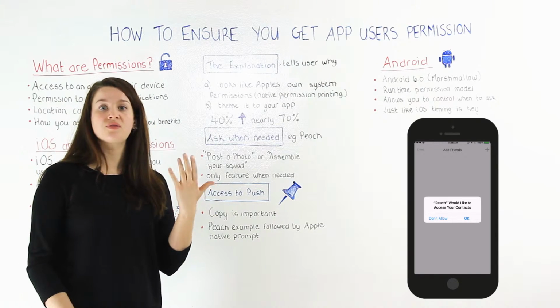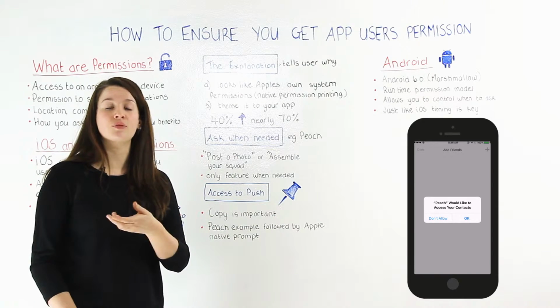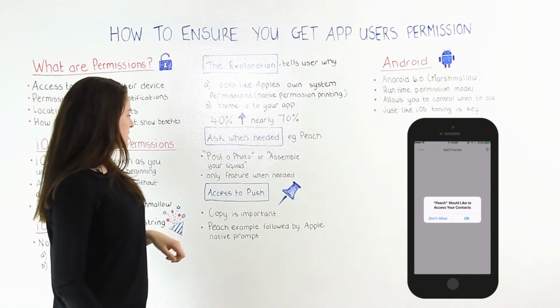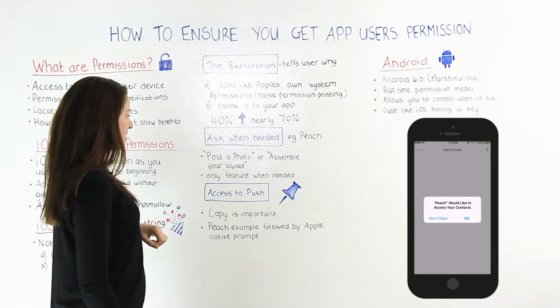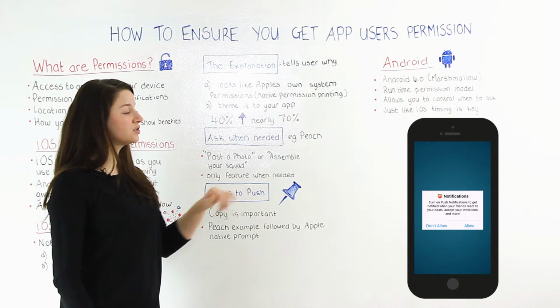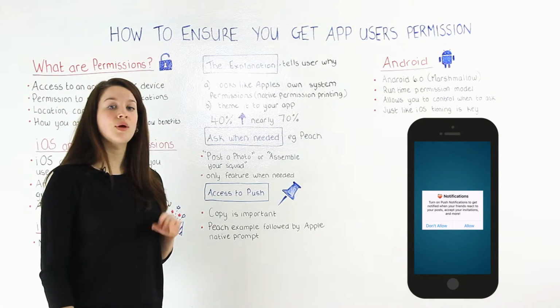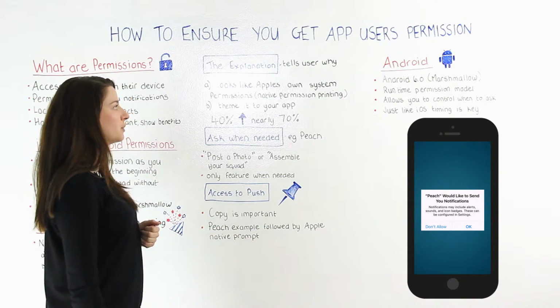So maybe they've logged in for the third time and they've gone to access the camera. You can then ask them if you can have permission to access their camera there. So with this method, it's only when the feature is needed that you ask. So just with push notifications as well, the copy that you write explaining, Peach do a really nice example of this. It's when you explain why you want to send push notifications and what they'll gain from it as well.